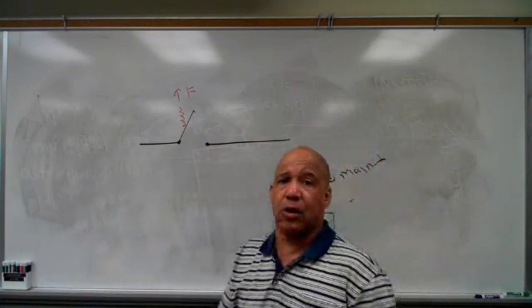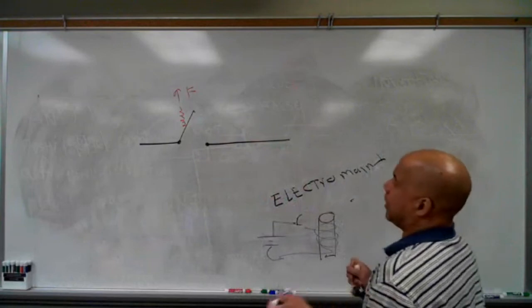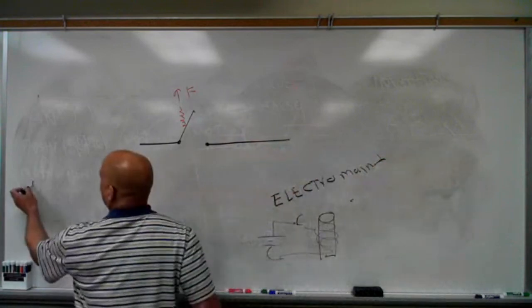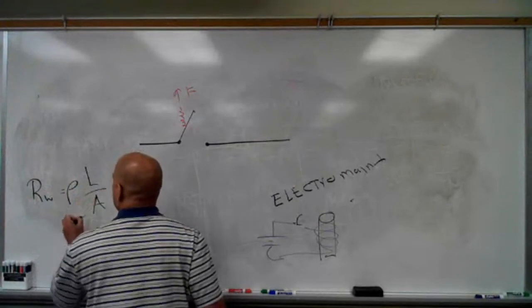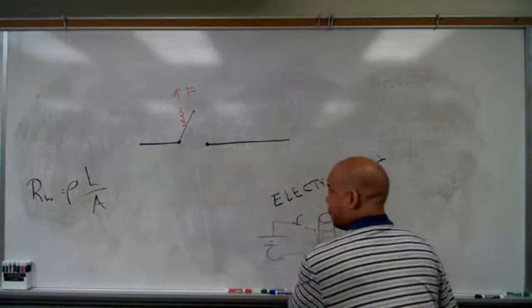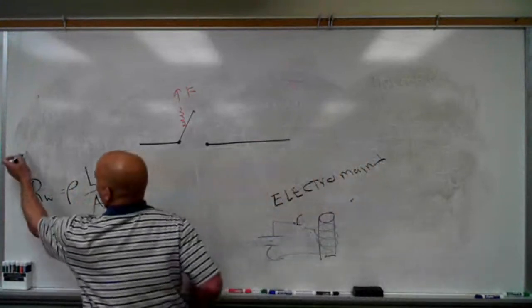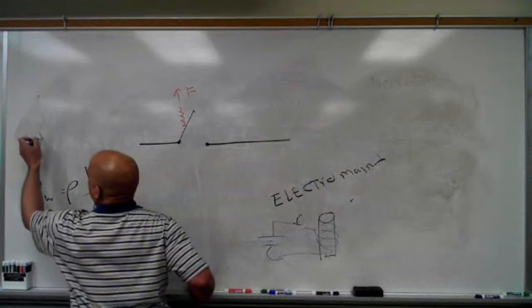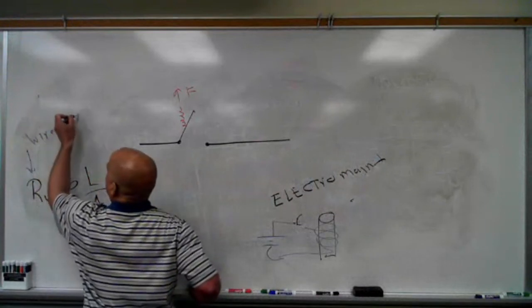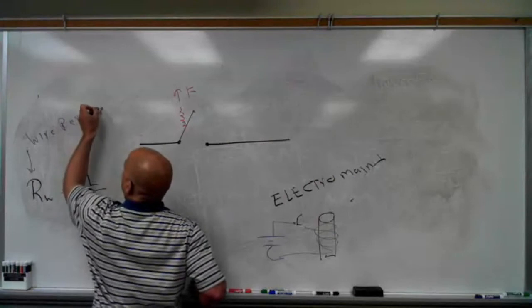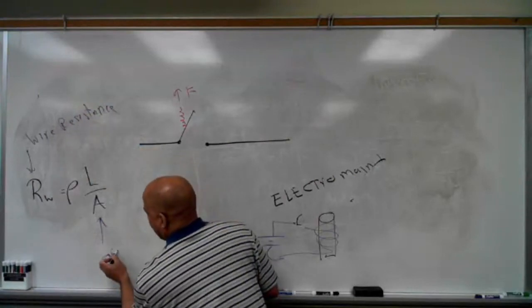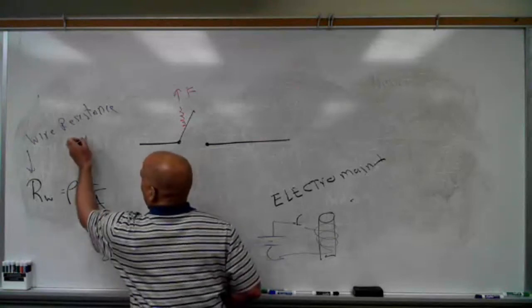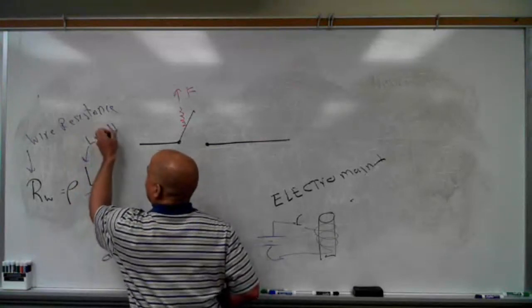In the circuits course, I don't know how long ago you took that, but there was an equation that talked about the resistance of wire. I'm going to put it on the board. This is the resistance of wire. This is the thickness of the wire, the cross-sectional area. And this is how long the wire is, that's the length.